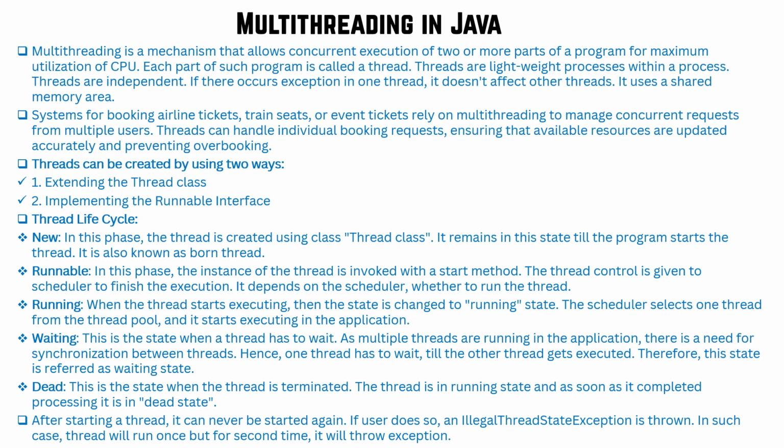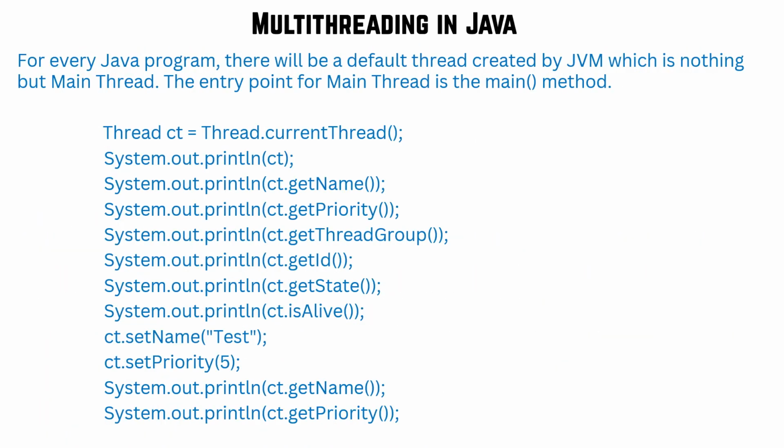A thread can be created in two ways: one is extending the Thread class, or the other is implementing the Runnable interface. Life cycle of a thread: new, runnable, running, waiting, and dead. After starting a thread, it cannot be started again. If the user tries to forcefully do it, an IllegalThreadStateException will be thrown. In such a case, the thread will run once, but the second time it will throw the exception.